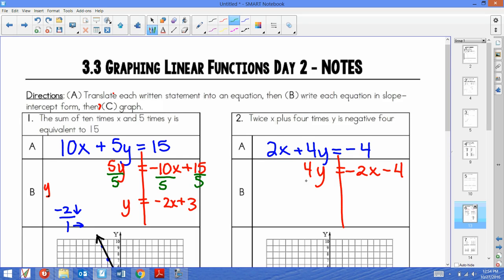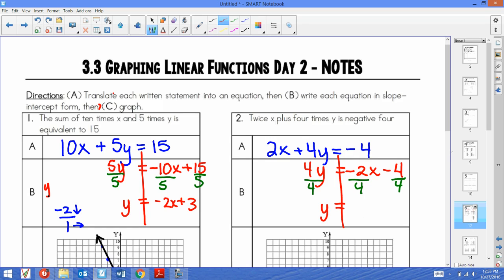Next, let's divide every term by 4, because we need to get y alone. Because 4 divided by 4 is 1. 1y is exactly what I need. So y is equal to whatever negative 2 divided by 4 is.